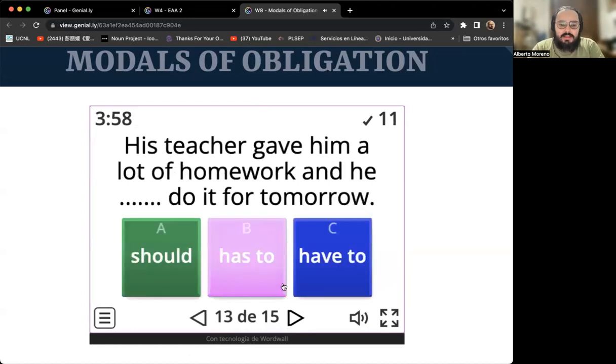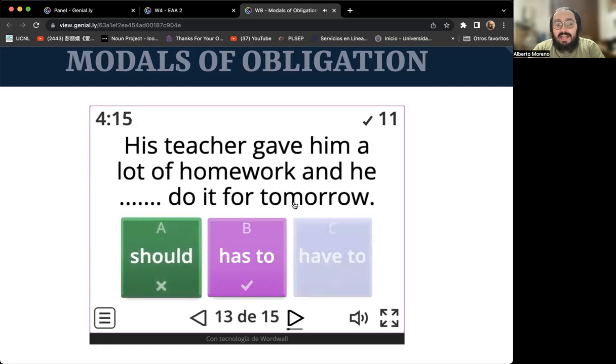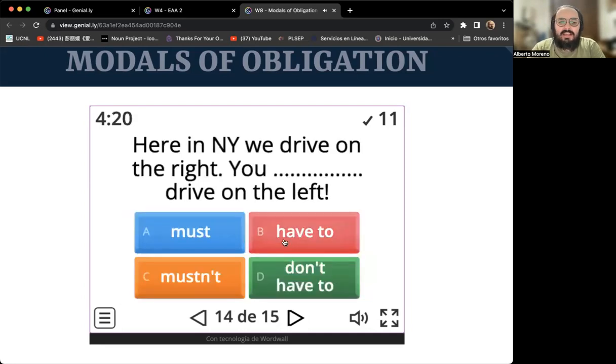Next. Says his teacher gave him a lot of homework and he do it for tomorrow. So, you should do it. Have to. He has to. Yes, yes. Okay, here in New York, we drive on the right. You drive on the left, must, have to, mustn't, don't have to. You have to. Mustn't. You mustn't. Si está prohibido.